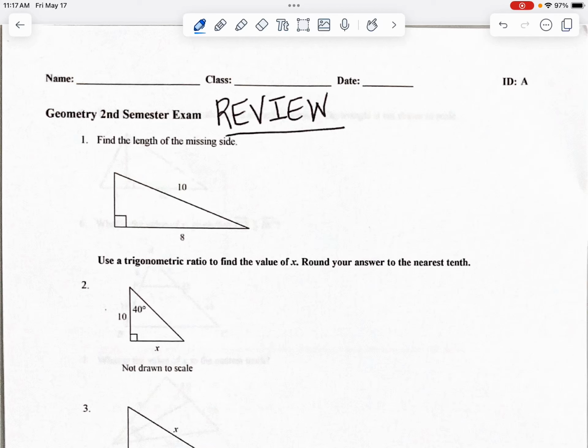Okay, this is your exam review. If you want to see just the formulas, go back and look at that key that is posted also on Google Classroom. Number one is the Pythagorean theorem.